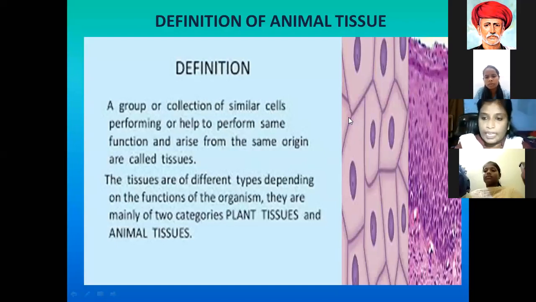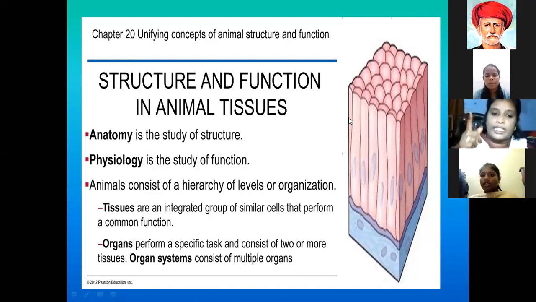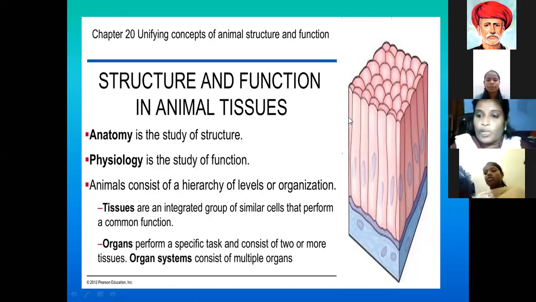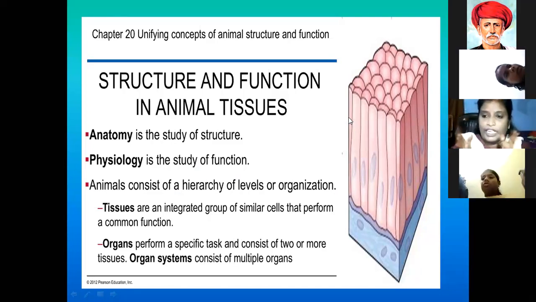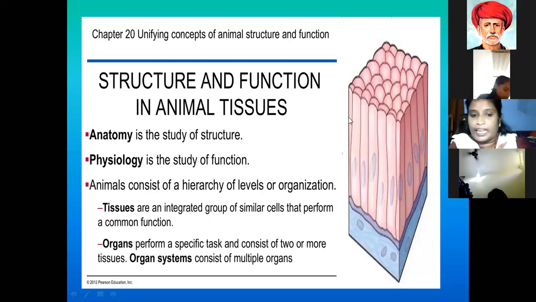Okay. See, what is the structure and function of animal tissues? We know it is mainly anatomy and physiology. These are the main ones: the study of structure and the study of function. In animal tissue, everything relates to anatomy and physiology. The study of the structure is called anatomy. The study of functions is called physiology.